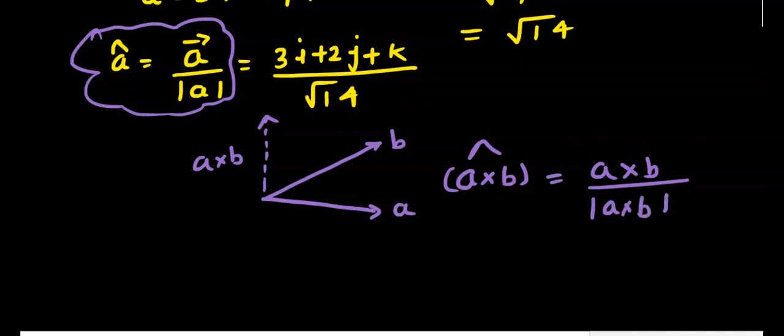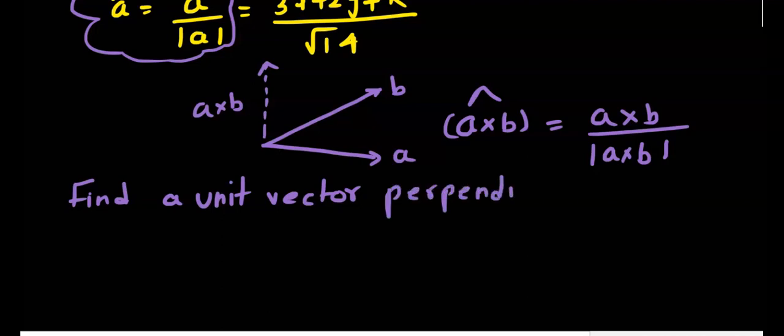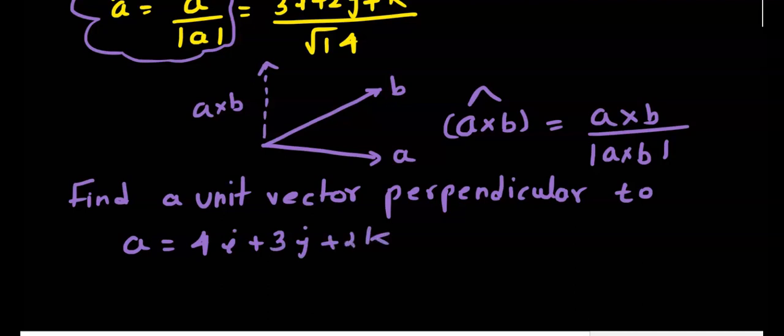So let's see the question here. The question is, find a unit vector perpendicular to both vectors. A is given as 4i plus 3j plus 2k, and another vector B is given as 8i plus 3j plus 3k.